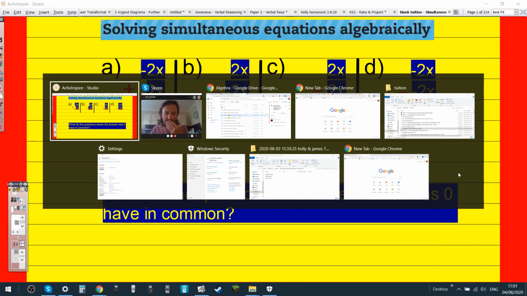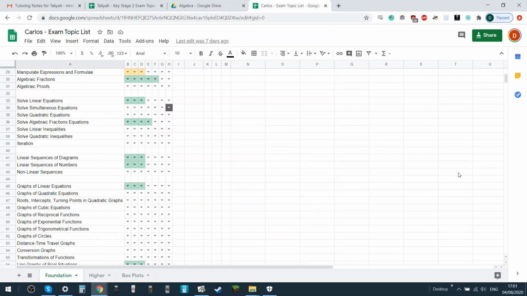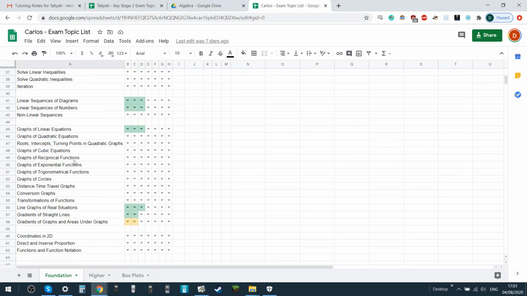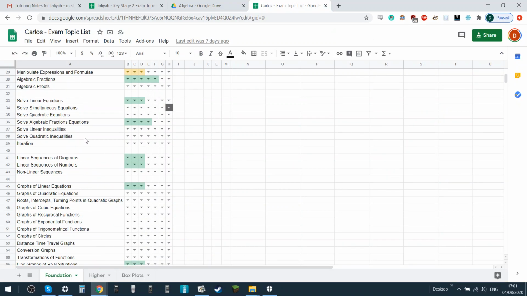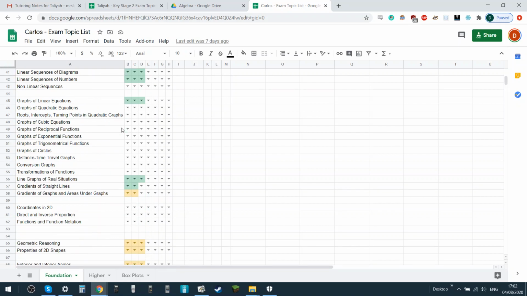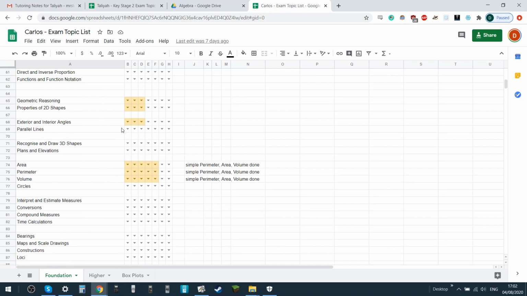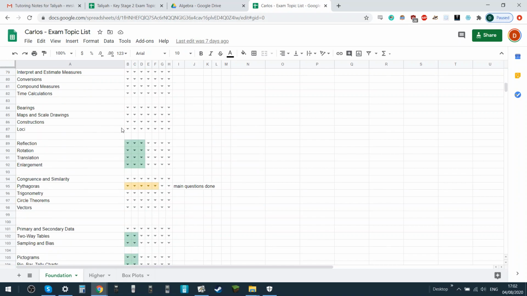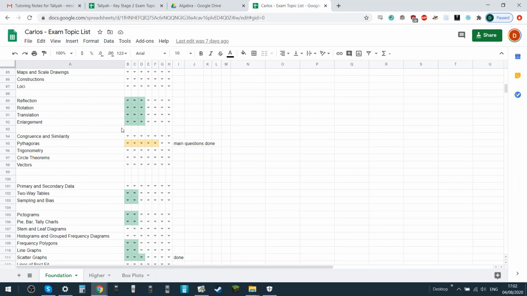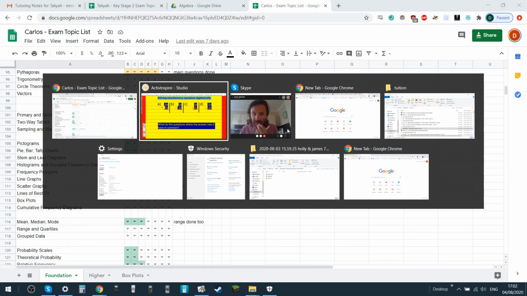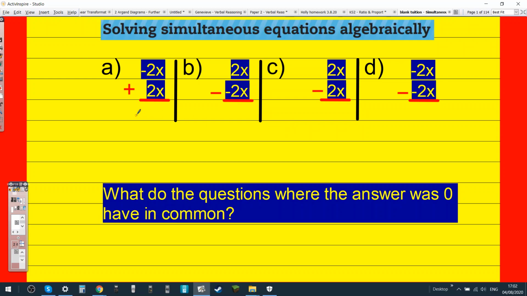Let me just take one quick look. Simultaneous quadratic. I think we did that actually. Oh, we never did trigonometry. Okay, do this one. Right, what do you get here?